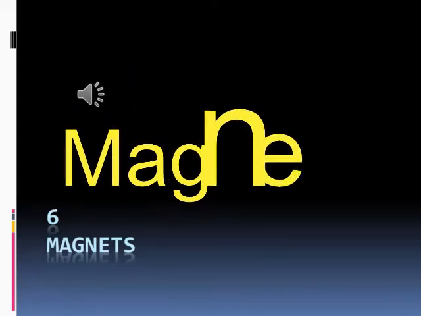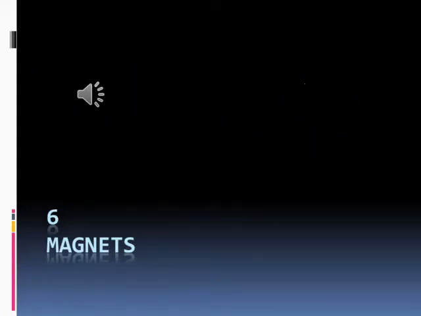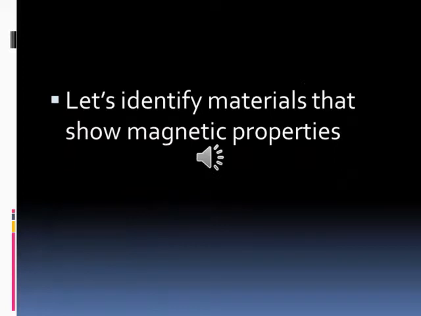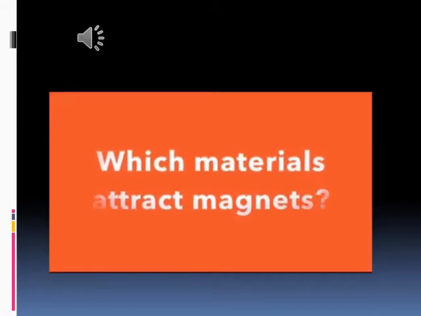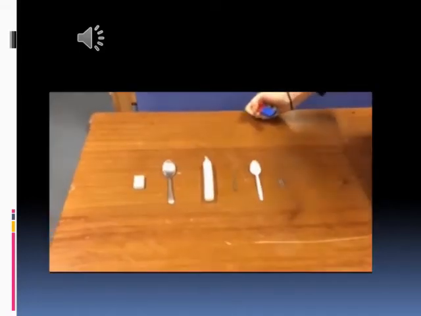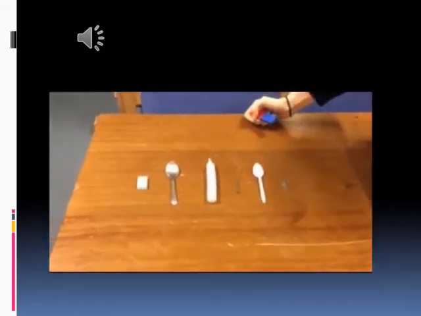Grade 8 second term first lesson: Magnets. Let's identify materials that show magnetic properties. Some materials are magnetic and some are not.